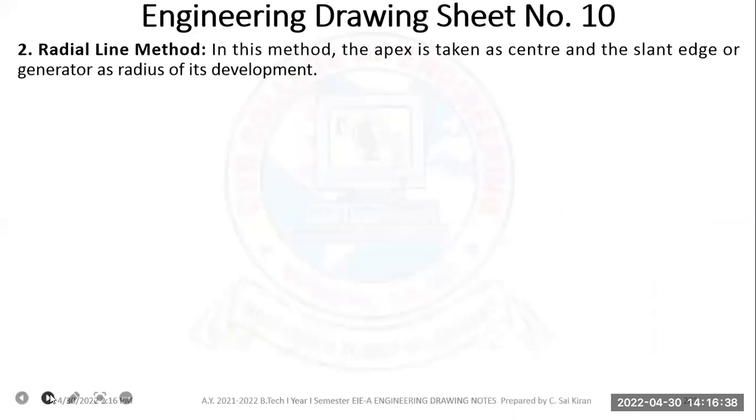Next is the radial line method. Previously you have learned about the parallel line method. Now it is the radial line method. This is mainly used if you have any cone or any pyramid, square pyramid, pentagon pyramid, hexagonal pyramid, then you have to use this radial line method. So here you have to consider the slant edge.